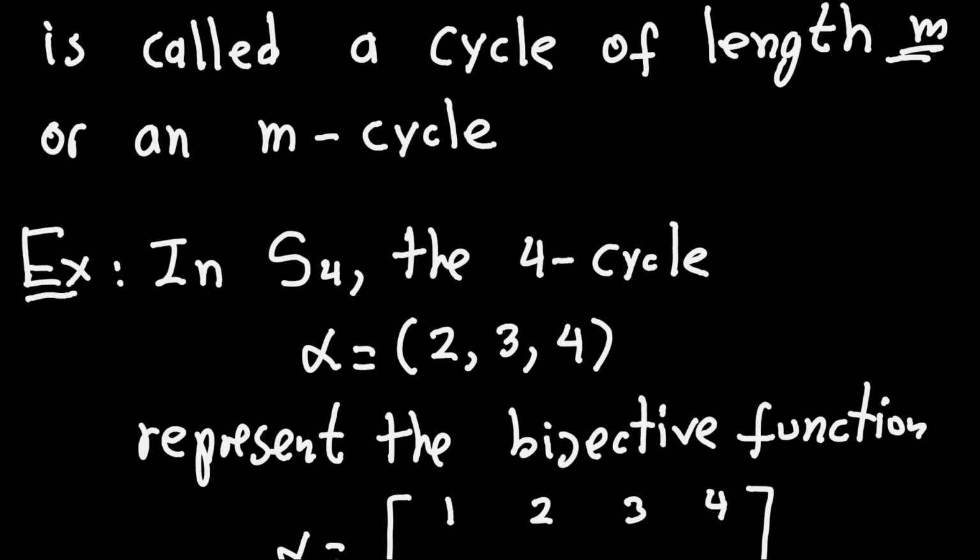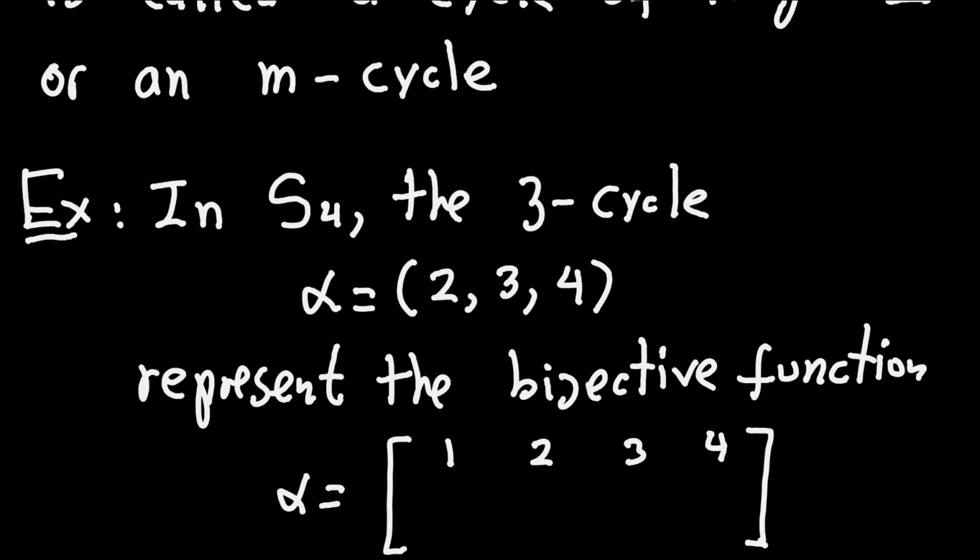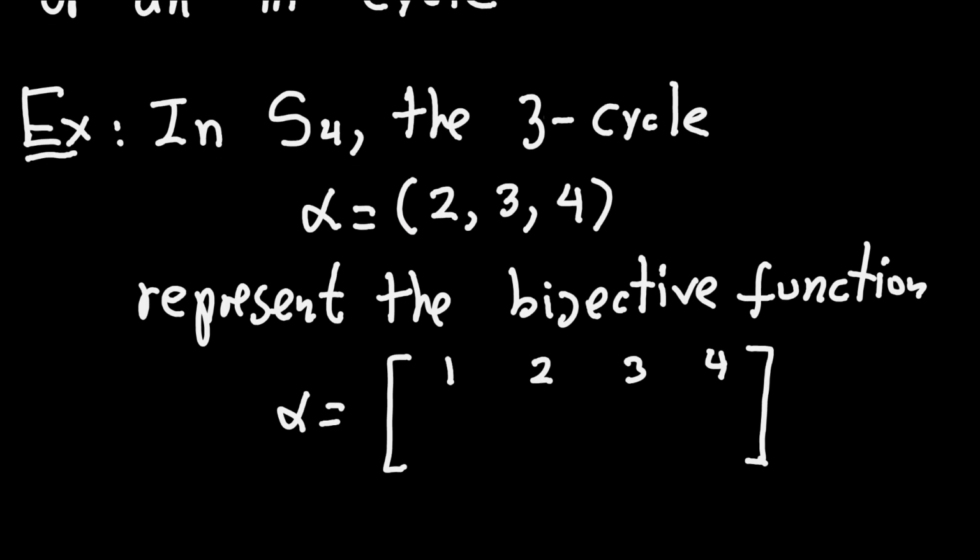So let's look at an example. In S4, we are assuming that we have a permutation of the elements 1, 2, 3, 4. This is a 3-cycle actually, because it's a cycle that has 3 elements. So you have to read what this actually means. Remember, this is just a representation. If we read what it means for the permutation, you see here 1 is not there. If it's not there, it means that 1 is fixed.